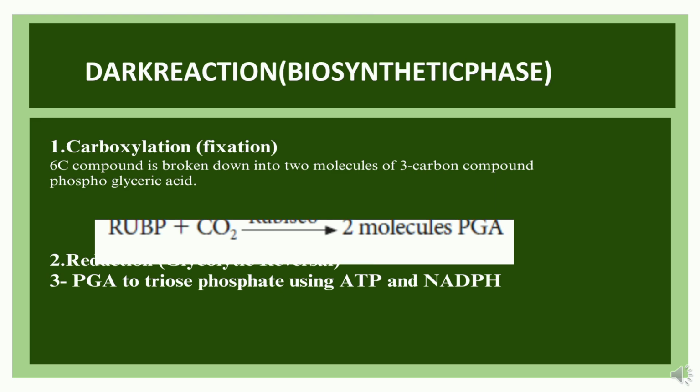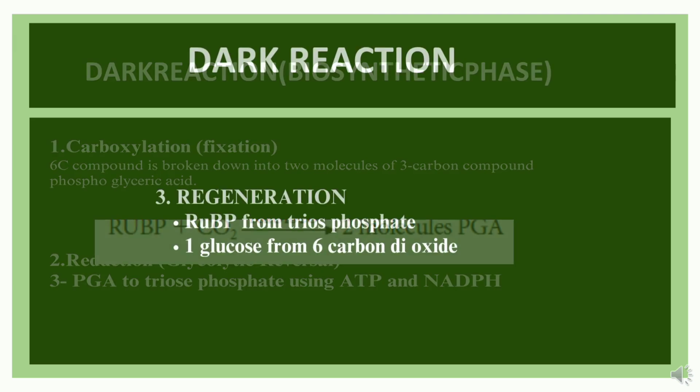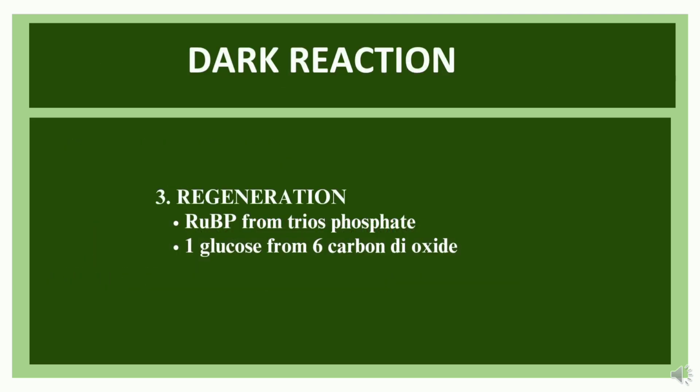In the regeneration step, ribulose bisphosphate involves various intermediate compound formations. Finally, one molecule of glucose is formed from six molecules of carbon dioxide.